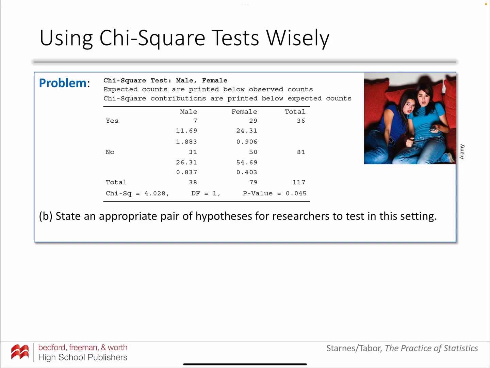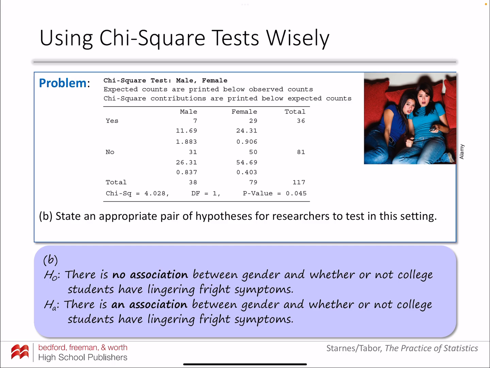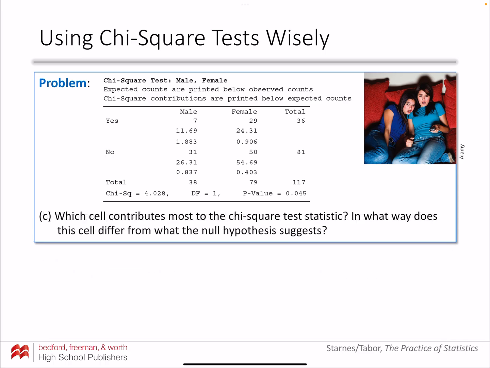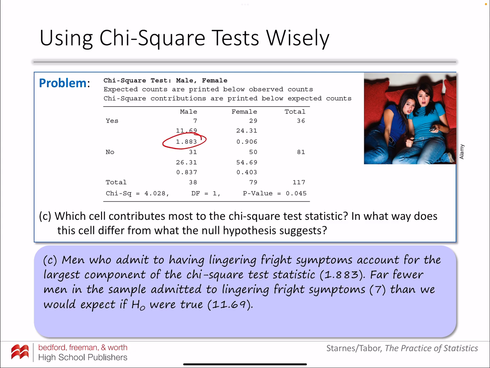All right, so state an appropriate pair of hypotheses. H0 is that you're assuming there is no association, in other words, that the two variables are independent, and HA is that they are not independent, so one affects the other. There is an association in context, and it's about the population. Which cell contributes most to the chi-squared test statistic? In other words, what's the biggest difference? Look at each of the chi-squared contributions and pick the biggest number, which is this one here. Men who admit to having lingering fright symptoms account for the largest component, meaning their expected counts were furthest from their observed counts. The smallest contributor were the females who did not have lingering fright symptoms, so their observed counts were closest to their expected counts.